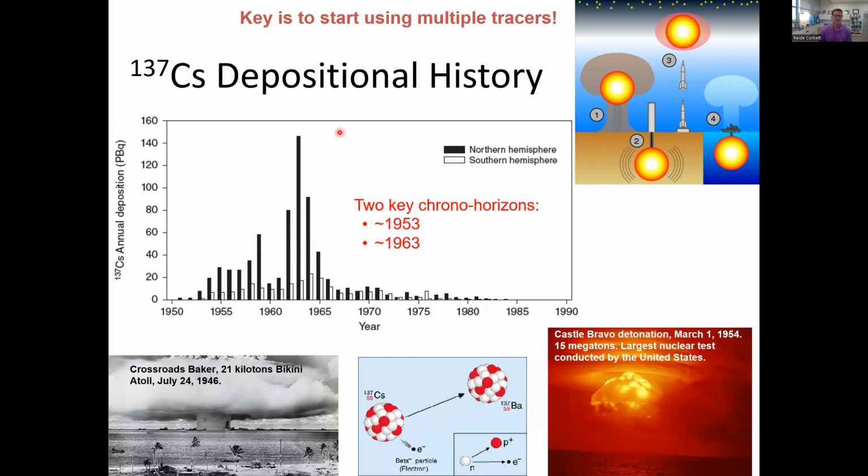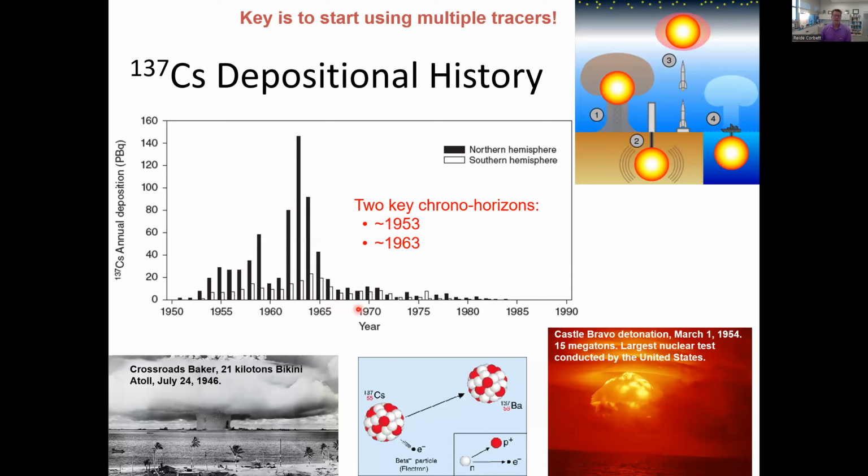But let's just focus on cesium-137, its depositional history. Again, cesium was introduced into the atmosphere through the testing of nuclear weapons. That testing took place in the atmosphere, in the ground, in the ocean, and basically dispersed cesium-137 throughout the atmosphere, although different for the northern versus southern hemisphere, given that most of these nuclear explosions, particularly in the atmosphere, were done in the northern hemisphere.